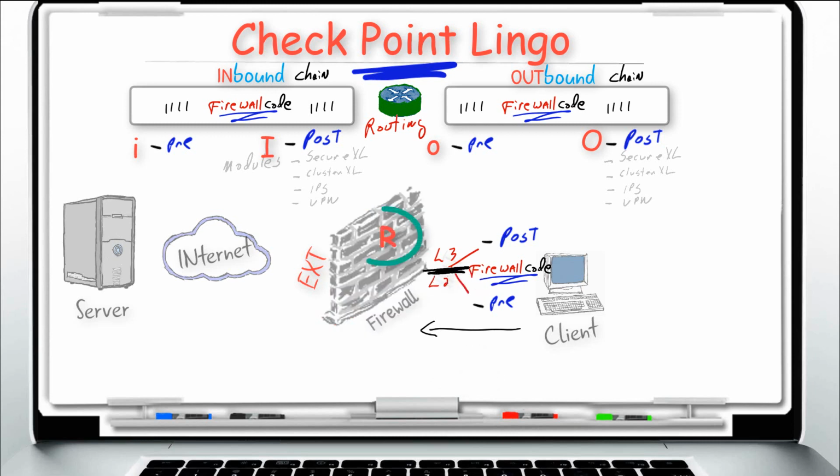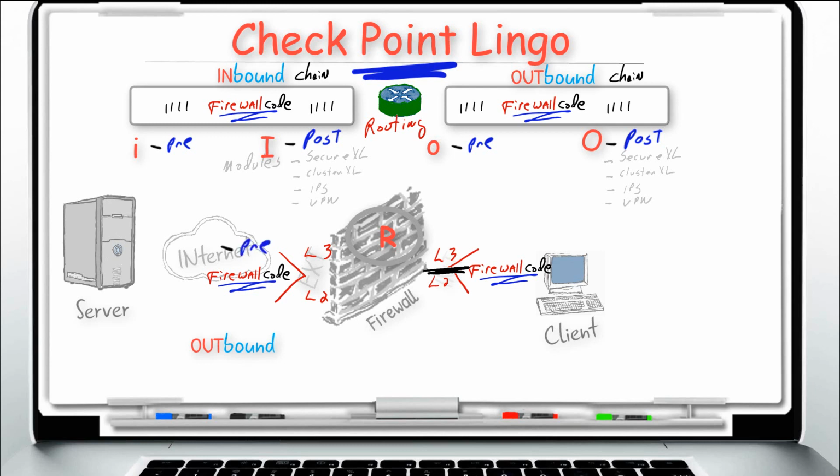Layer 3 is where the routing engine sits. The routing engine makes the routing decision, or where to route the packet. In this case, the packet is routed to the external interface. Again, we have the firewall inspection code that sits in between layer 2 and layer 3, but now this is the outbound inspection code. The packet will need to be handled first by the pre-outbound chain module, then inspected by the outbound firewall inspection module, and then finally processed by all the other post-outbound chain modules before the packet can be sent on its way to the external interface. The external interface then sends the packet on the wire to its true destination, the remote server.